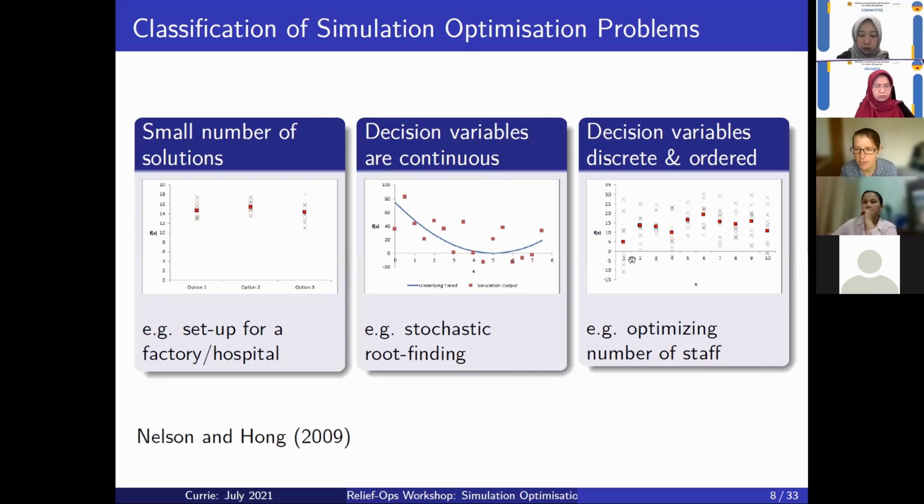And then if there is some order, so if this 1 to 10 was something related to call center staff or some other decision variable where the ordering meant something, then you could use some heuristic methods generally to find the right solution if your decision variables are discrete and they're ordered. So these are the three classes of simulation optimization problem. We'll be focusing on these first two in most of what we do, but I will briefly mention the third one. Certainly the examples we look at are just from these first two classes.